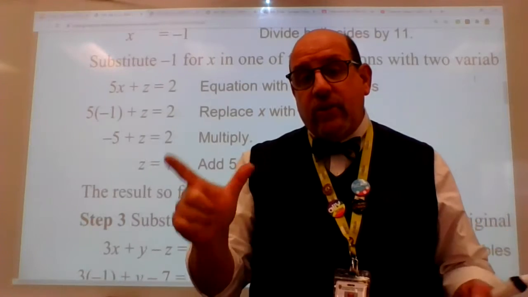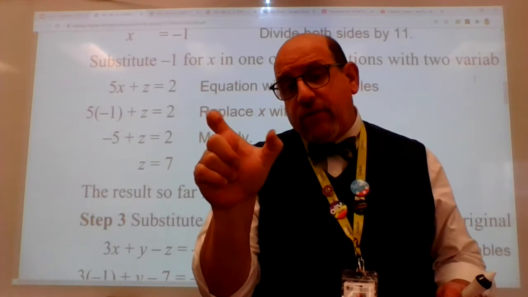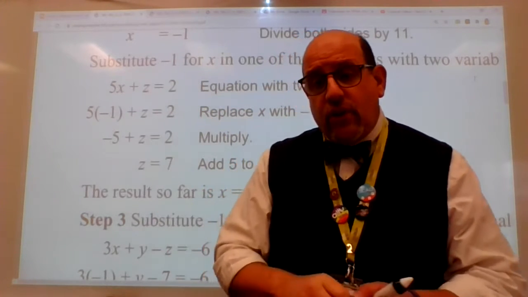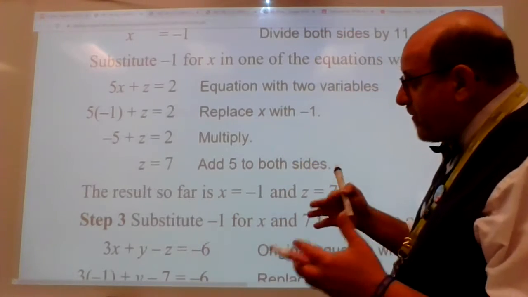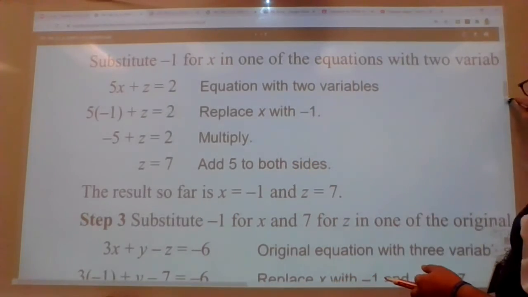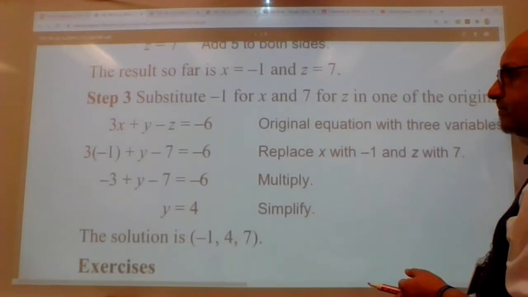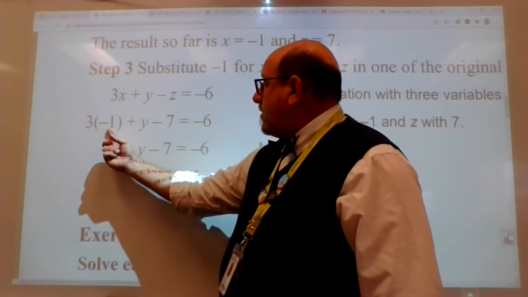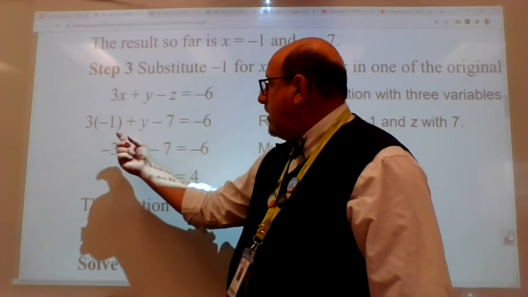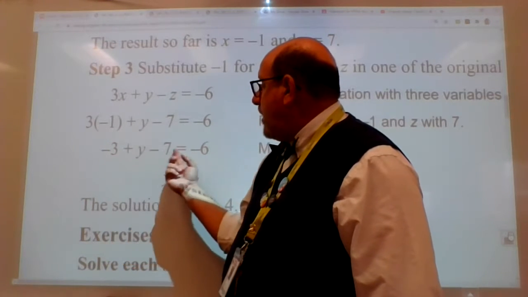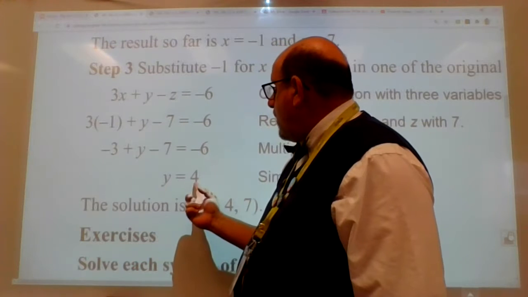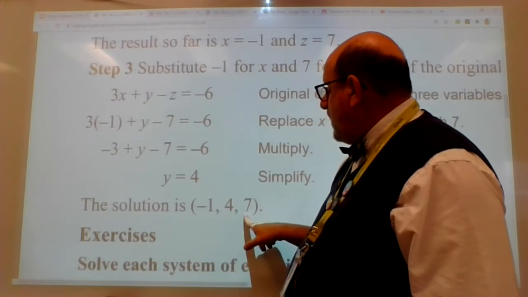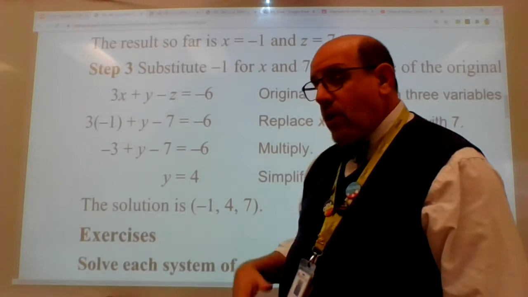Now all we have to do is plug the values we found for x and z into one of the original equations. And I believe, if I'm not mistaken, we plug it into the first equation. Negative 1 is our x, 7 is our z. We've plugged them in, we've done the math, and y equals 4. So x is negative 1, z is 7, and y is 4.